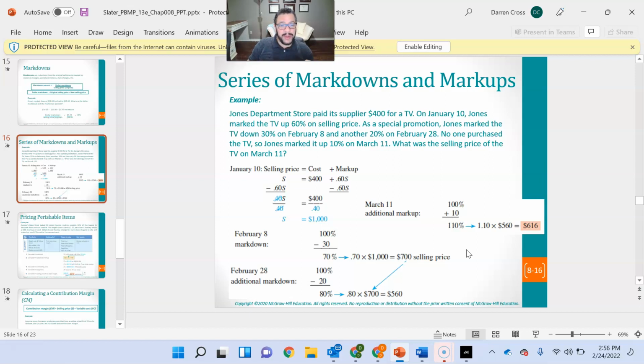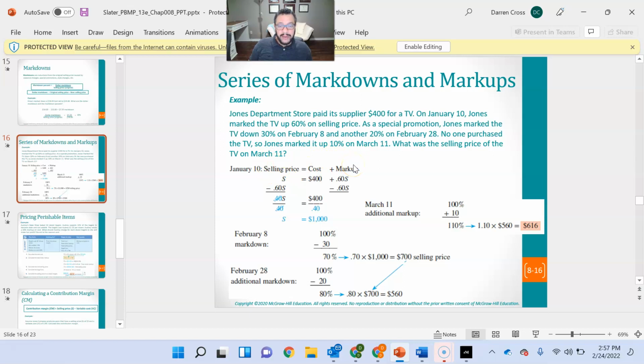So Jones Department Store paid a supplier $400 for a TV. On January 10th, Jones marked the TV up 60% on selling price. As a special promotion, Jones marked the TV down 30% on February 8th and another 20% on February 28th. No one purchased the TV, so Jones marked it up 10% on March 11th. What's the selling price of the TV on March 11th? We just got to go through a bunch of stuff here, right? So keep the same formula. Selling price equals cost plus markup.